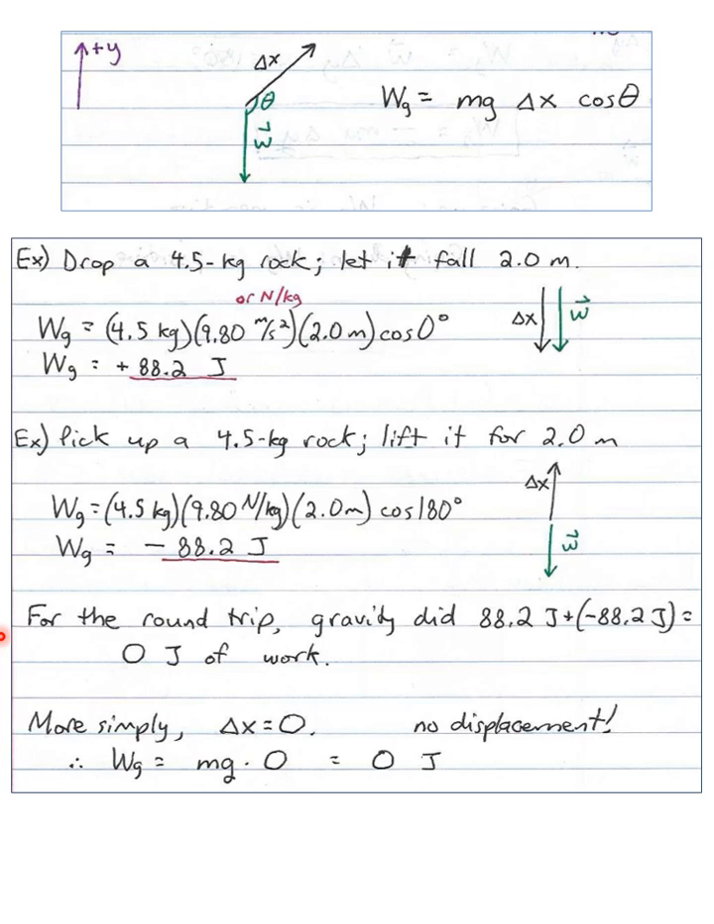So for the total round trip of the rock, as we first dropped it, then we brought it back up, gravity first did 88.2 joules of work, then it did negative 88.2 joules of work, and so gravity did 0 joules of work for the round trip. Or more simply, if we just wanted to know the work done by gravity for the round trip, we could have gone to the equation at the top of the page and plugged in a displacement of 0, and that would have given us 0 joules of work.